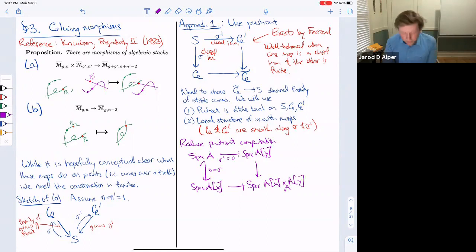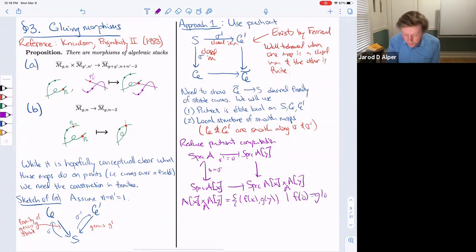And this is what you can just compute directly. All right, what is this? These are just sequences of two functions, f and g. Let's say f is in the variable x, g is in the variable y, such that they have the same constant.